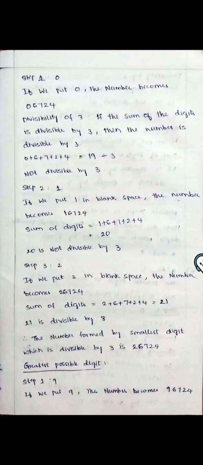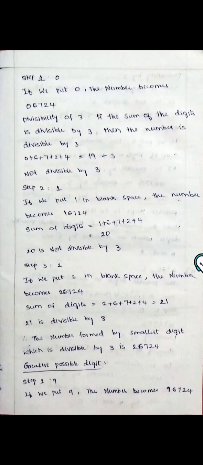So we'll check what happens if we put a 0. The number becomes 06724. If we check the divisibility rule for 3, if the sum of the digits is divisible by 3, we can say that it is divisible by 3. 0 plus 6 plus 7 plus 2 plus 4 is 19. So 19 is not divisible by 3, so it is not divisible by 3. So we can go for another digit, 1. If we put 1, then the number becomes 16724. If we add those, the sum of the digits is 20. That is also not divisible.